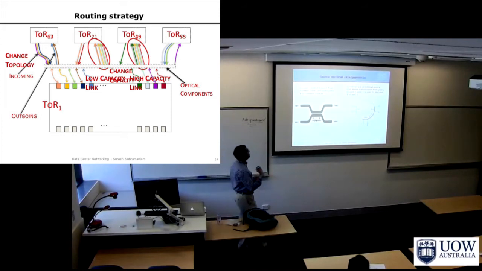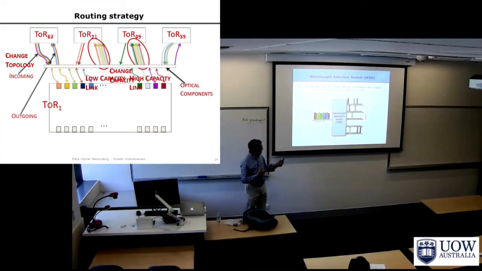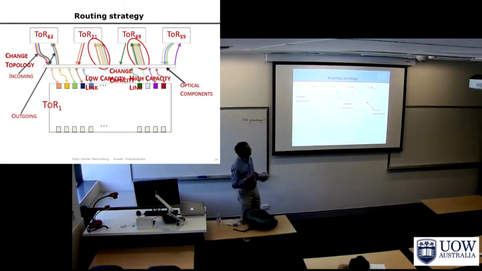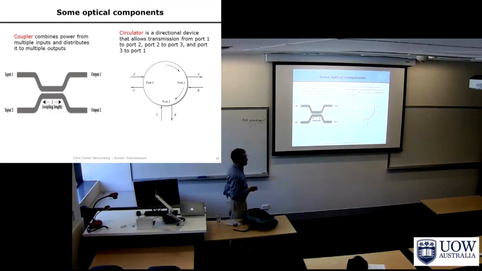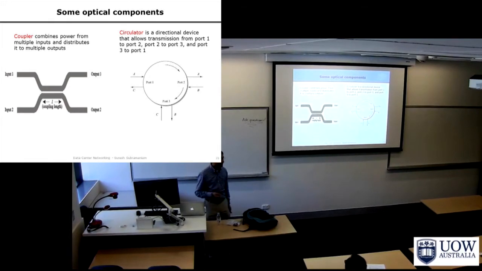So I want to be able to reconfigure my topology to achieve this. To do that, I want to talk a little bit about some of the basic optical components that are used. There's a lot of physics behind this. I'm not a physicist myself, so I don't know how they operate, but I'll tell you from a conceptual point of view how they operate. They're very simple devices.